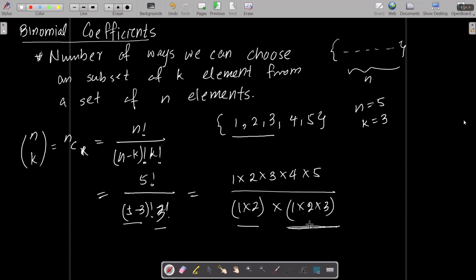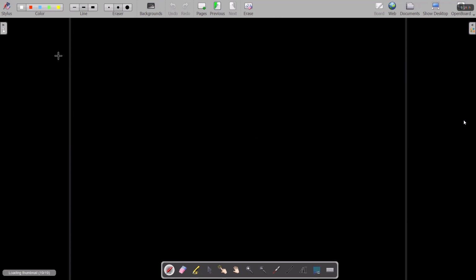So we have more terms multiplied here, and we can actually cancel all of these. Then we are left with only these two in the upstairs, and downstairs we have only this one. The answer for this one is 10. So we have 10 different ways to take subsets with three elements from a superset of 5 elements. What I want to say here is how to efficiently calculate this binomial coefficient.